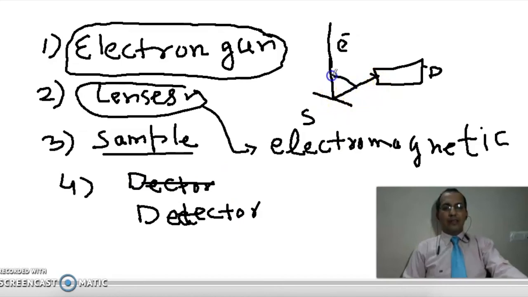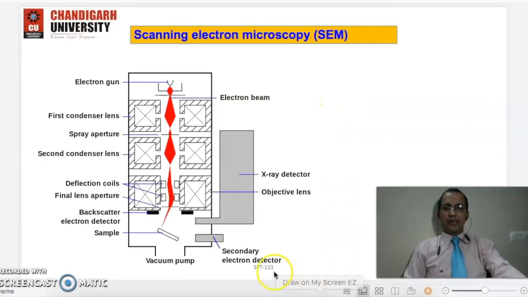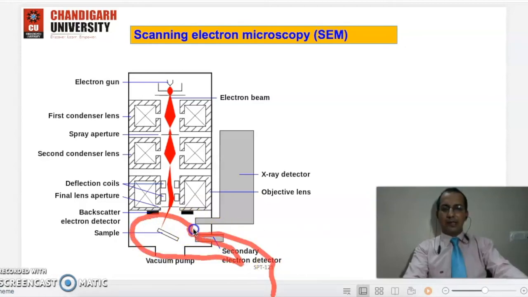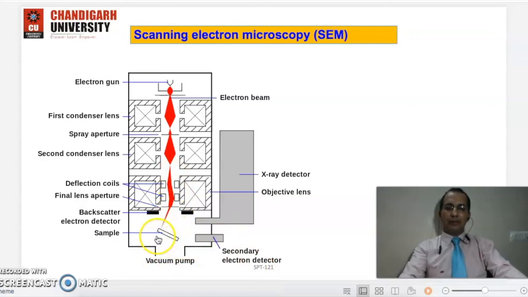Now one concern remains: when the electrons interact with the sample, what type of processes will be there? This will be answered with our next slide. What we are trying to do right now is highlight this point, what is happening in the case of the sample when the electrons are interacting with the sample. So let's come to that point. Let me pull up the next slide.